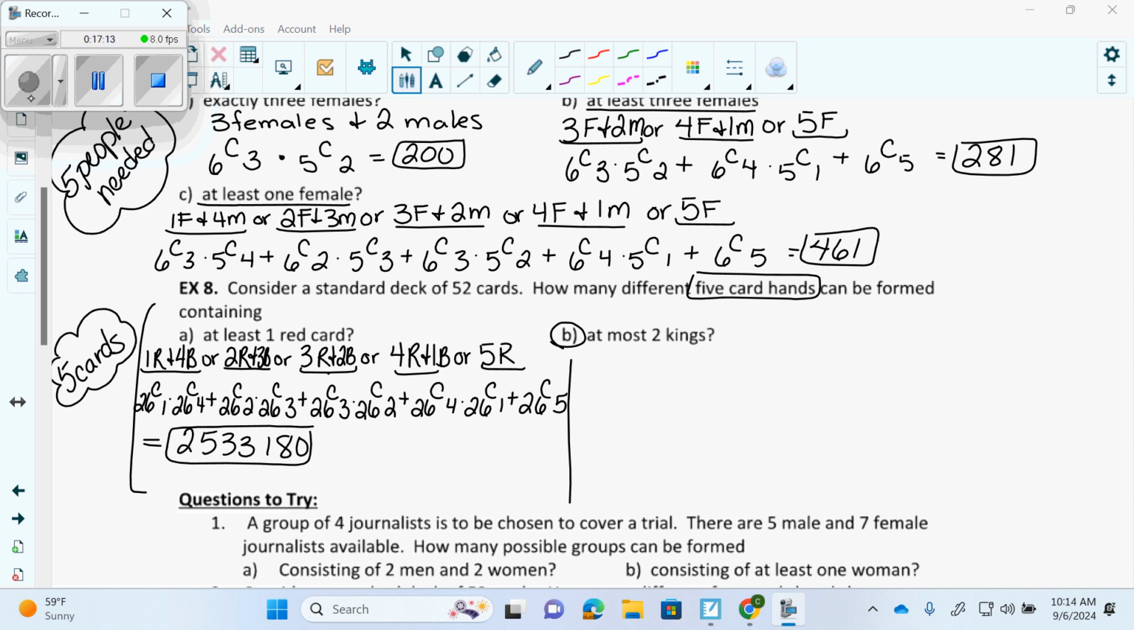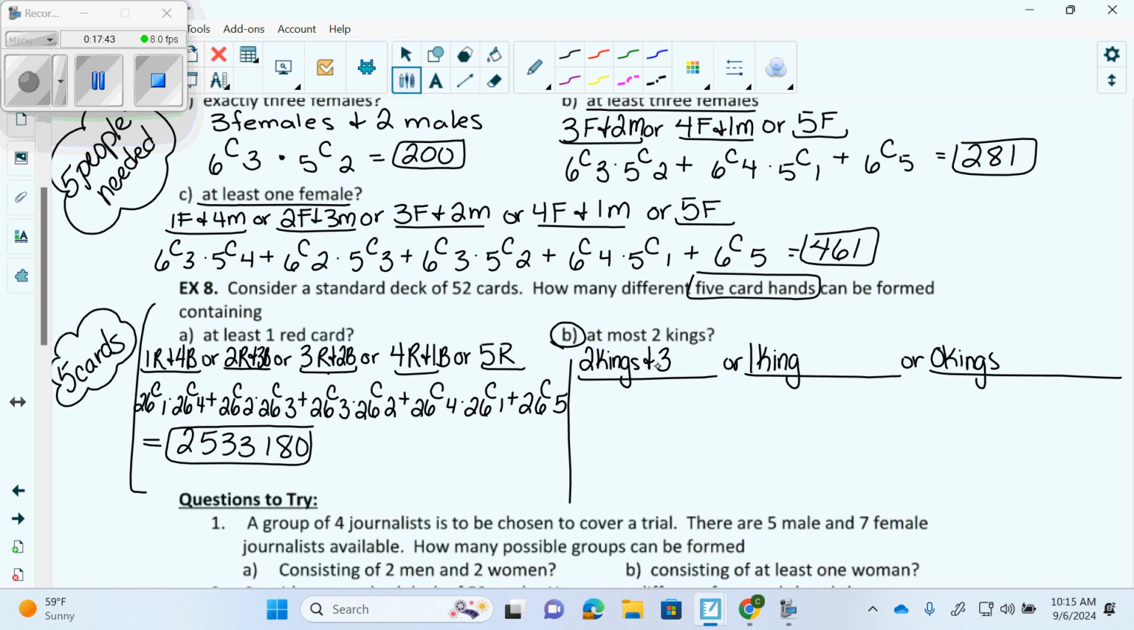Okay? So we need at most 2 kings. So we need 2 kings. Or 1 king. Or 0 kings. Currently, the first case has 2 cards, the second case has 1 card, and the third case has absolutely no cards. So we're not good to start doing anything yet, right? We have to get the rest of the cards. So I need 2 kings and then 3 whats? 3 not kings. Anything but a king is okay.